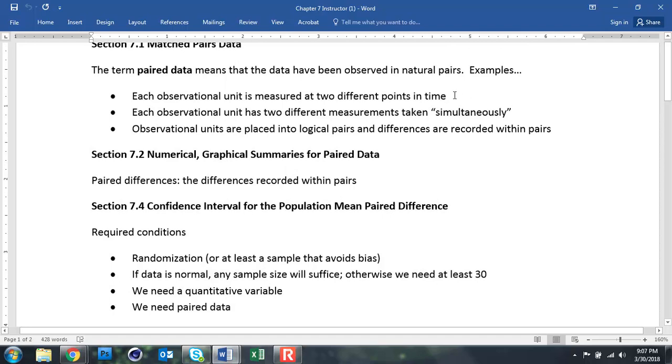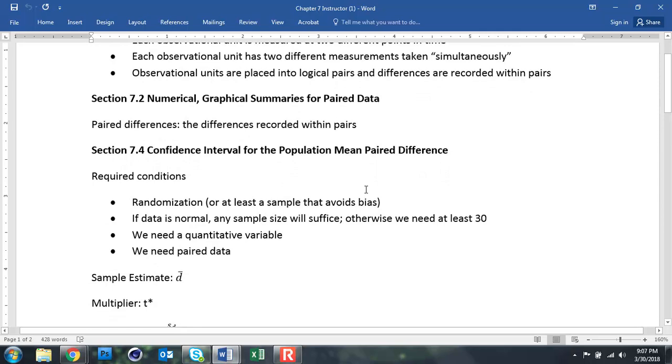So for our freshman 15 example, in order to be part of this data set, I need a beginning weight and I need an ending weight. For the height versus wingspan, I need your height and I need your wingspan. For our piglet example, I need pairs of data. In all these cases, we have two measurements, but the important part is not the measurements themselves, but rather the differences recorded within the pairs. So there is only one group, there's only one sample size to consider, and if the data is normal, it doesn't matter what the sample size is. If the data is not normal, or if you don't know if it's normal, you need to make sure that you have at least 30.